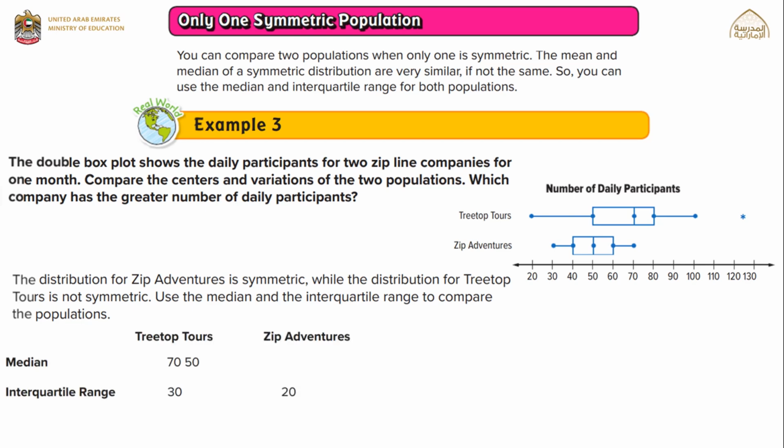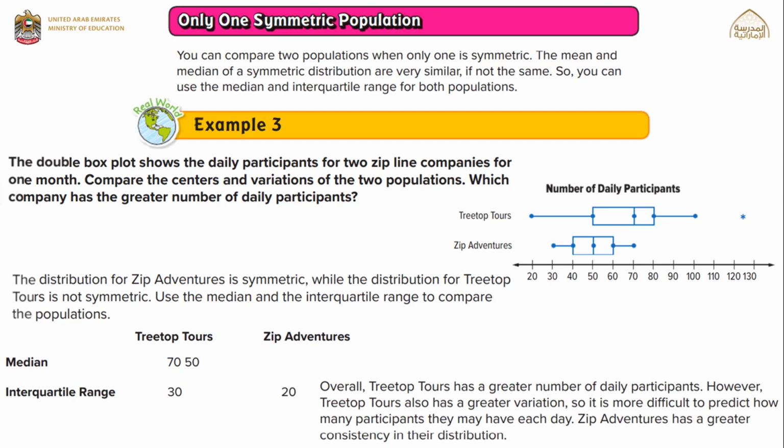The median of Three Top Tours is 70 and of Zip Adventures is 50. The interquartile range is 30 and 20 respectively. So overall, Three Top Tours has a greater number of daily participants. However, Three Top Tours also has a greater variation, so it's more difficult to predict how many participants they may have each day. Zip Adventures has a greater consistency in its distribution.